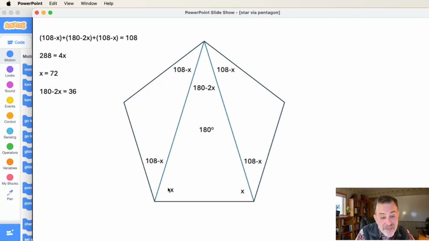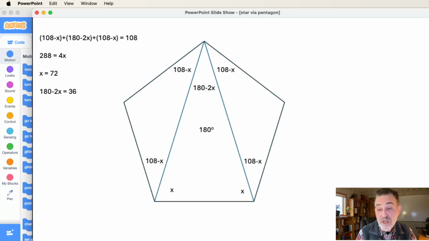So this angle is 72, and this angle then is 36, and then 180 minus 2X is 36 as well. Turns out these 3 angles are the same. That's a little bonus. I didn't know that was going to happen. So this is 36 degrees for what goes there.